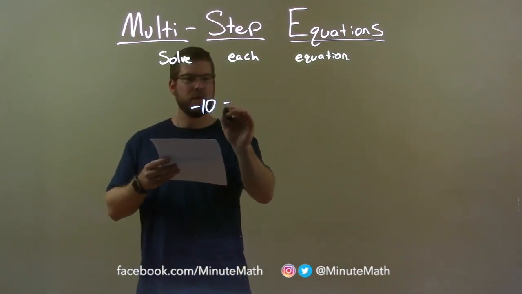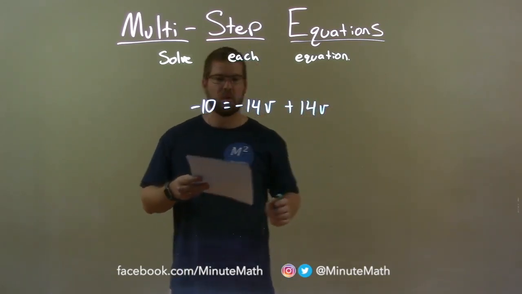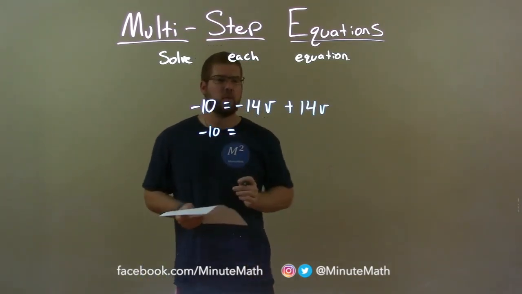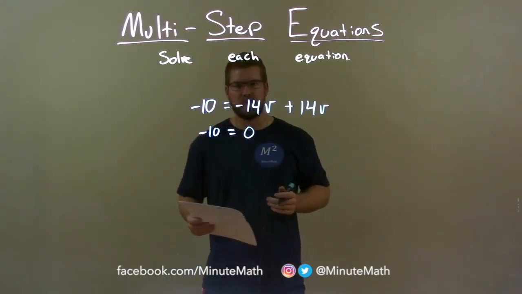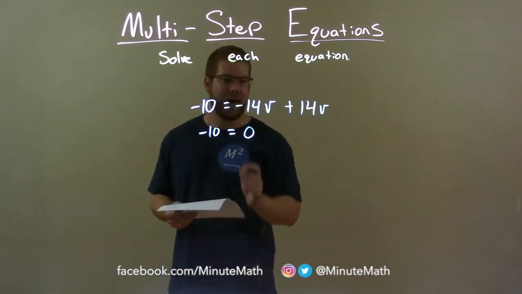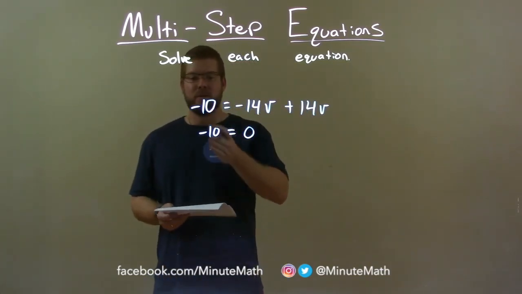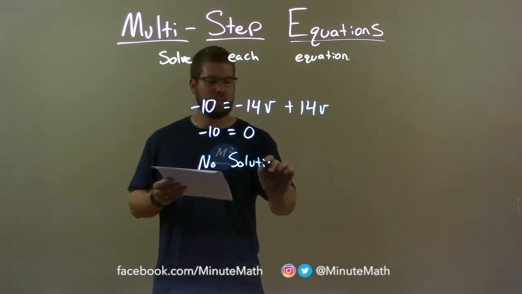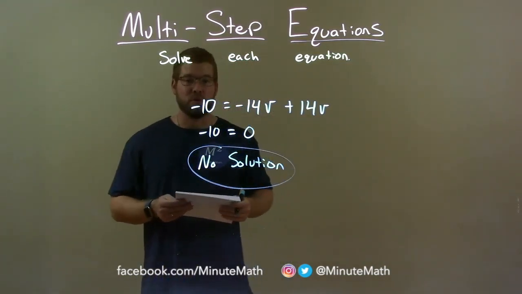Negative 10 equals a negative 14v plus 14v. Alright? Well, let's go combine our like terms. On the left, negative 10's by itself. And the right, well, negative 14v plus 14v is just 0. Now, if you're looking at this and you're a little confused, how does negative 10 equal 0? Well, you should be a little confused, right? It doesn't make sense. When this happens and you get a non-true statement, negative 10 cannot equal 0, we have what's called a no solution. Meaning, there are no solutions that will work and that make this equation true.